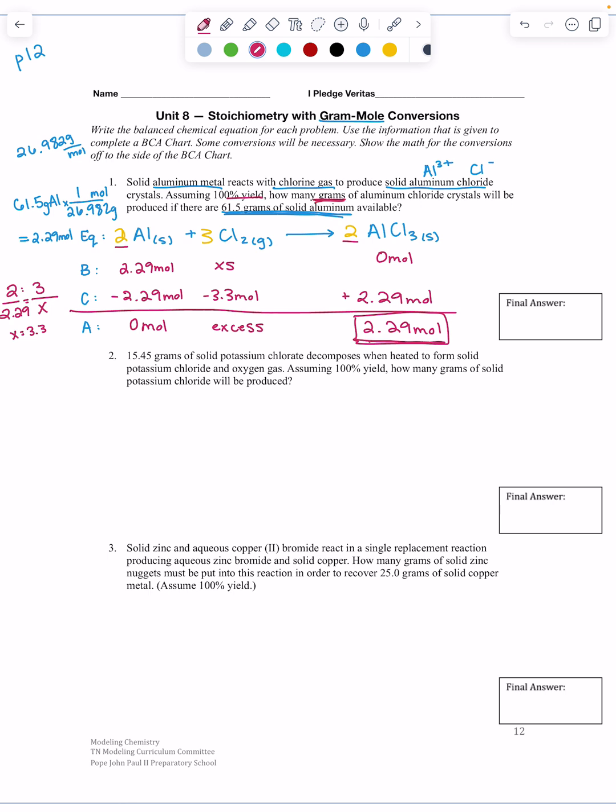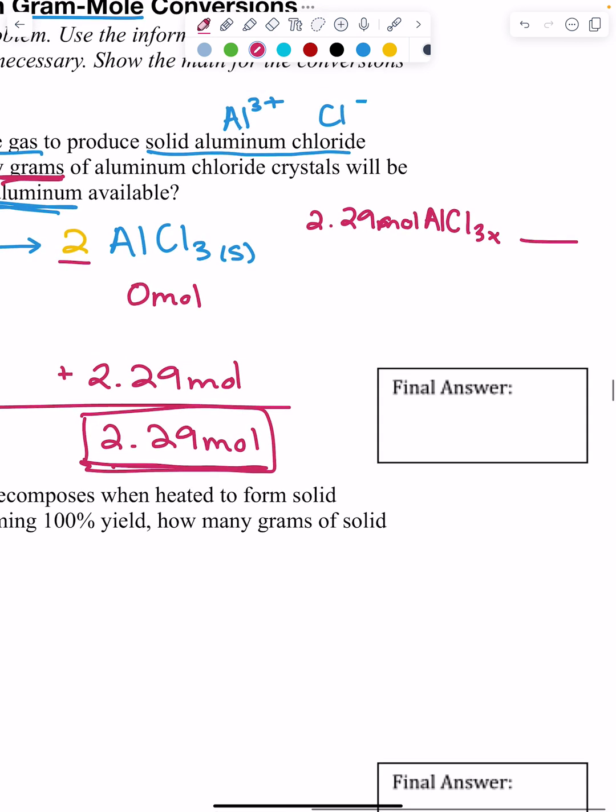It's asking for grams. So we need to take our 2.29 moles of aluminum chloride and convert it to grams of aluminum chloride. So for every 1 mole of aluminum chloride, I need to figure out how many grams of aluminum chloride I have. And I do that by adding up the molar masses of my compound.